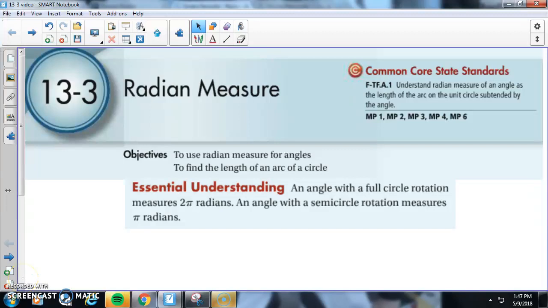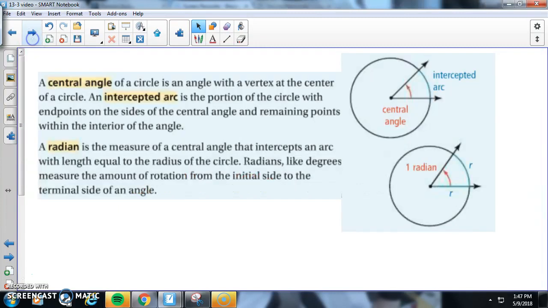Objectives will be to use radian measures for angles and to find the length of an arc of a circle. Essential understanding: an angle with a full circle rotation measures 2 pi radians. An angle with a semicircle rotation measures pi radians.